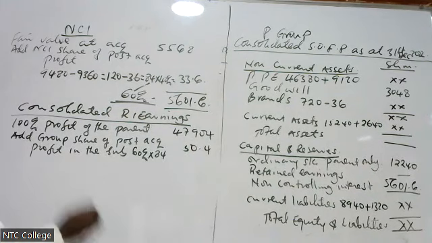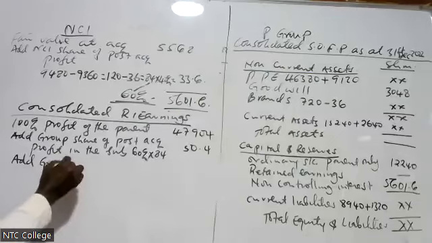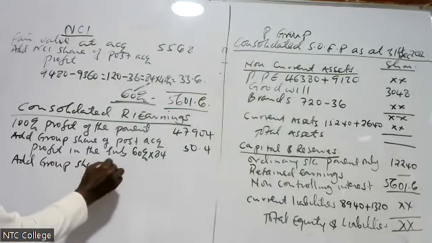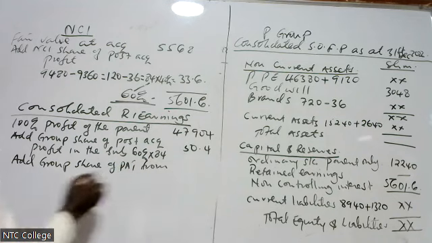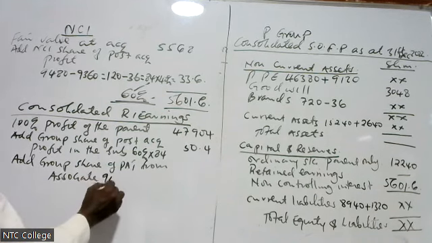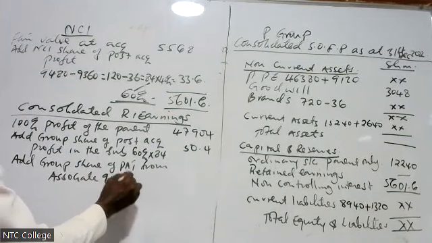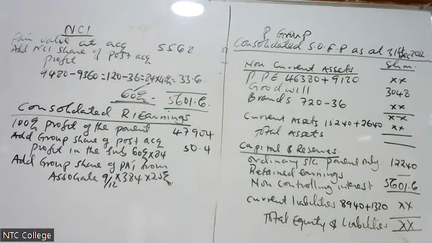50.4. Then I also come to add group share of profit after tax from associates, where you take 9/12 times 384 times 25%. We already did that when we were doing associate.